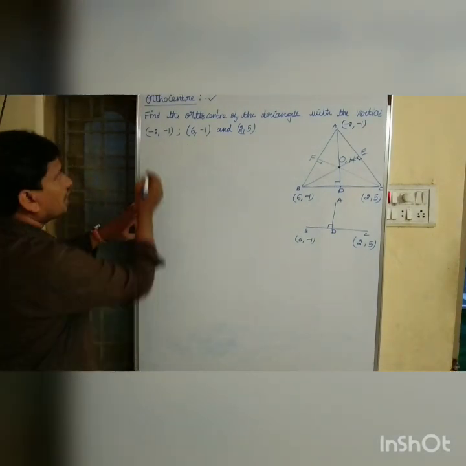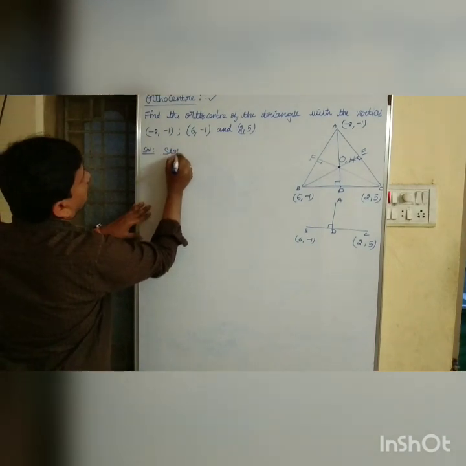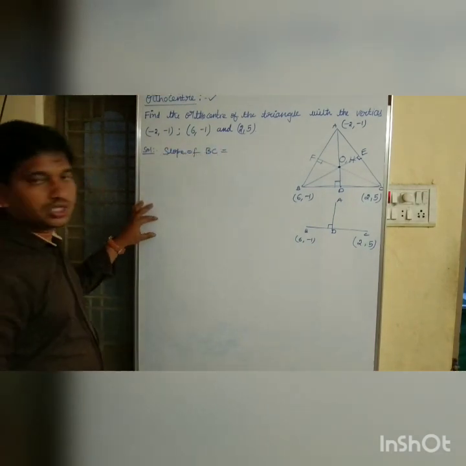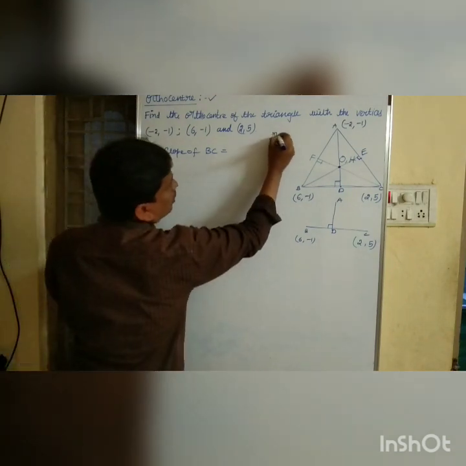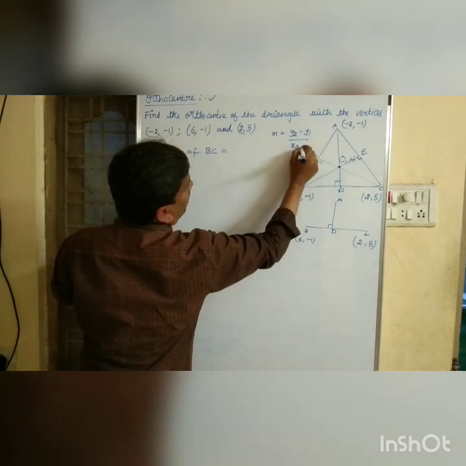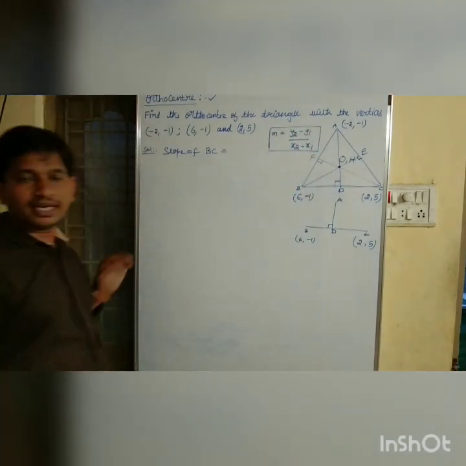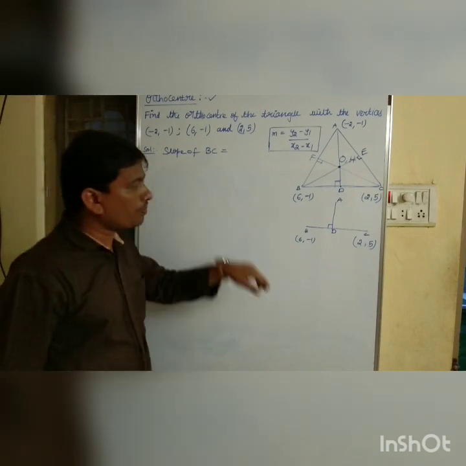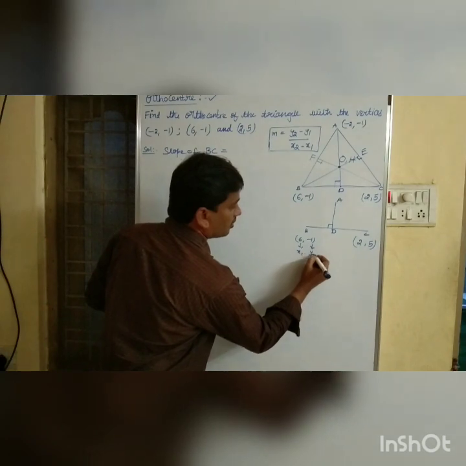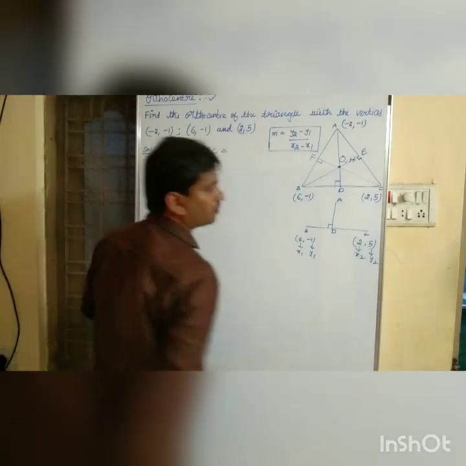So first, let us find the slope of BC. Children, do you know what the slope formula is? If we have 2 points, slope m equals y2 minus y1 by x2 minus x1. This is the slope formula, right? So what is the slope of BC? This is our x1 and this is our y1. This is our x2 and this is our y2.